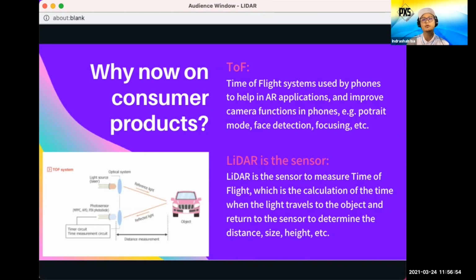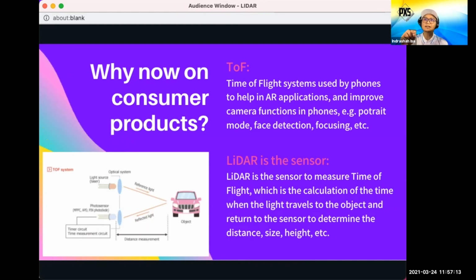Well, the answer is due to the time of flight, or TOF. Take note of this: TOF applications on phones for AR applications, improving the camera functions, like face detection. For those iPhone users or some of the Android users, you have this portrait mode where you can blur the back and focus on the ones in front for your portrait. All these use the TOF systems.